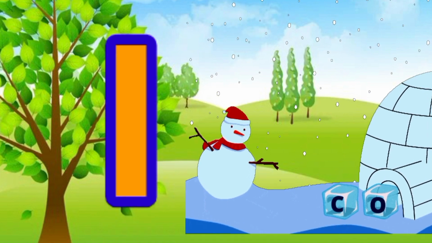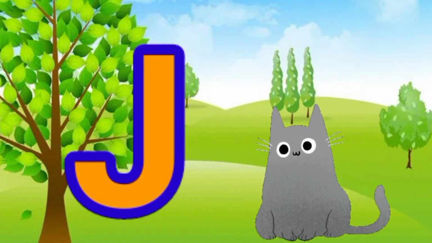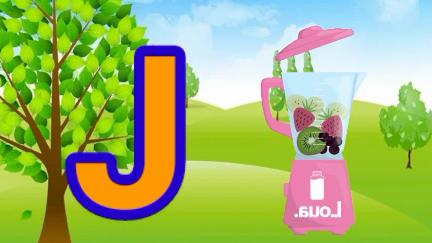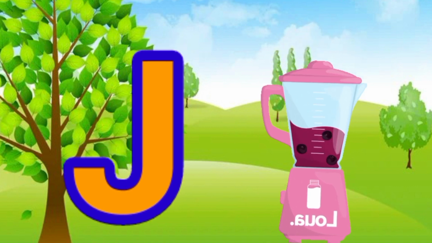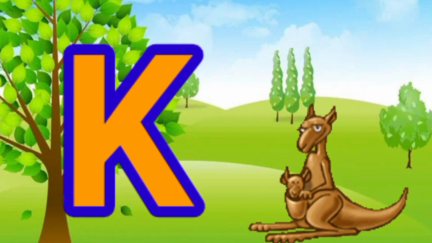I for igloo. J for jump. J for juice. K for kangaroo.